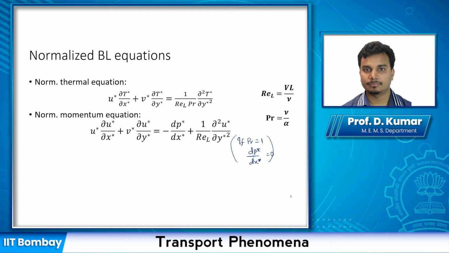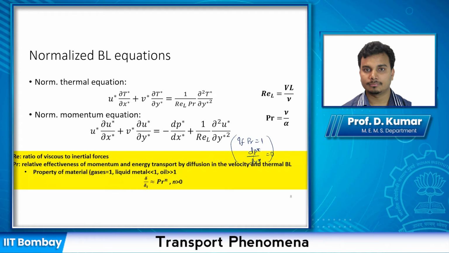And a similar thing happens for mass transfer. One can write this equation in terms of concentration of a species, and you will see a similar equation. We know that the Reynolds number is the ratio of inertial to viscous forces, and the Prandtl number is the relative effectiveness of momentum and energy transport by diffusion in the velocity and thermal boundary layers. Typically for gases, the Prandtl number is about 1. For liquid metals, the Prandtl number is much less than 1, and for oil, the Prandtl number is much greater than 1.